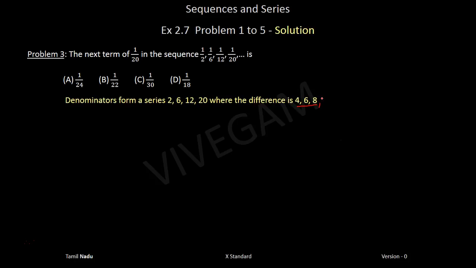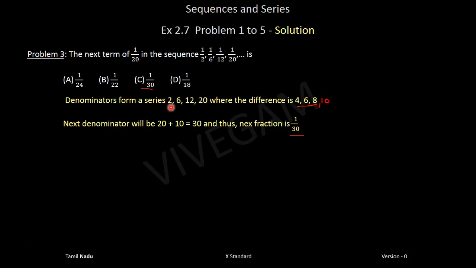The next difference will be 10. So after 20, the next term, you'll have to add 10 to it, it will become 30. Right? So 20 plus 10 equals 30. And thus the next fraction will be 1 by 30. So 1 by 30 is the next fraction, which means this is the answer. Okay, you got it clear here?